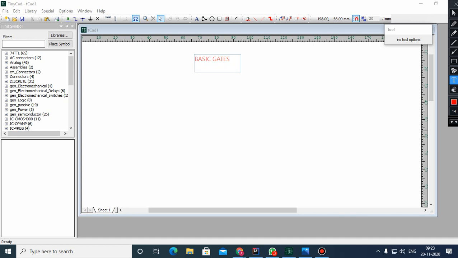Children, basic gates are also known as fundamental gates, and these are of three types, as I have just told you: AND, OR, and NOT. So first of all, let us see what AND is.